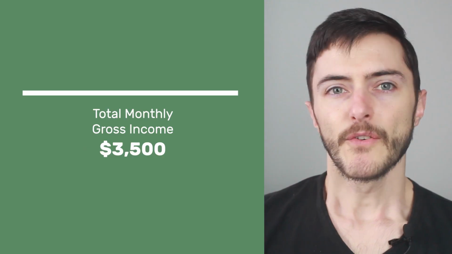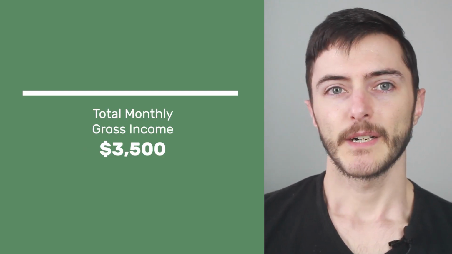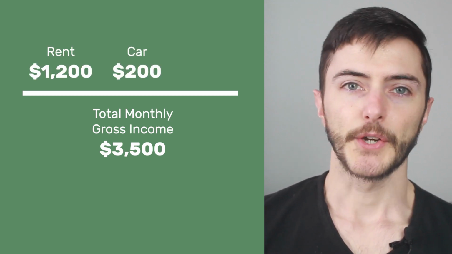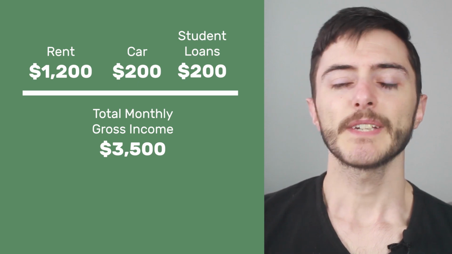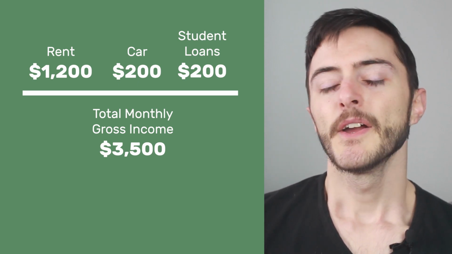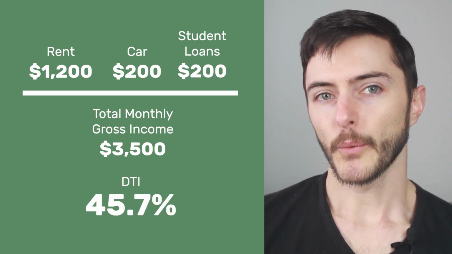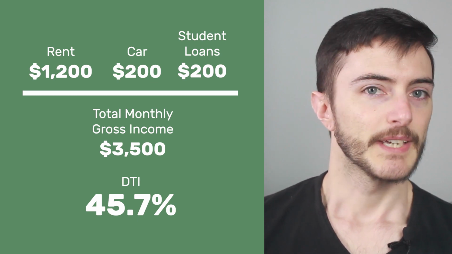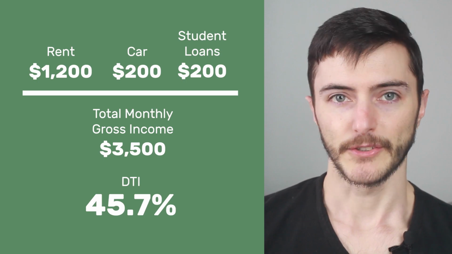For example, let's say your gross income is $3,500. You pay $1,200 in rent, $200 on your car payment, $200 on student loans, and you have no credit card debt. Your DTI in this case would be 45.7%. You have $1,600 in monthly debt obligations divided by $3,500 in gross pay.